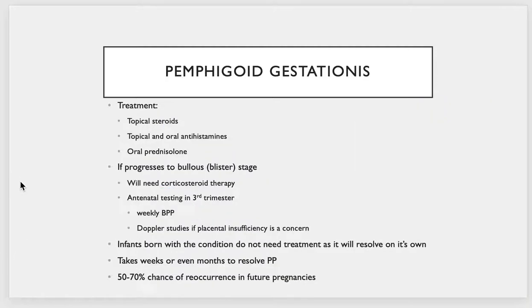So for treatment, we give topical steroids, and topical and oral antihistamines. We'll also give oral prednisone. If it progresses to the blister stage, we'll need to give corticosteroid. She'll need antenatal testing in the 3rd trimester, which includes weekly BPPs and Doppler studies, because we really begin to get worried about placental insufficiency. And this would be someone that you would be either transferring or co-managing with your MD.